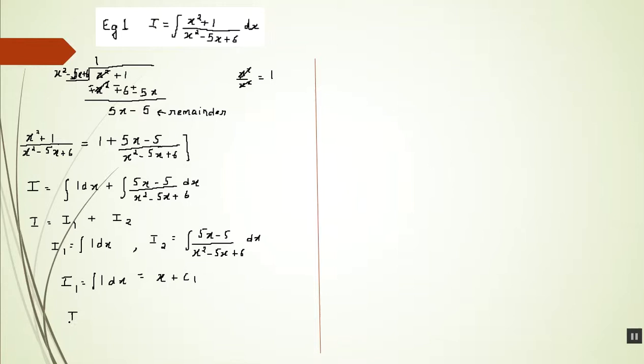I2 is equal to the integral of (5x minus 5) divided by (x square minus 5x plus 6). This is a proper fraction and we rewrite it using the partial fraction decomposition. Now I rewrite it here.